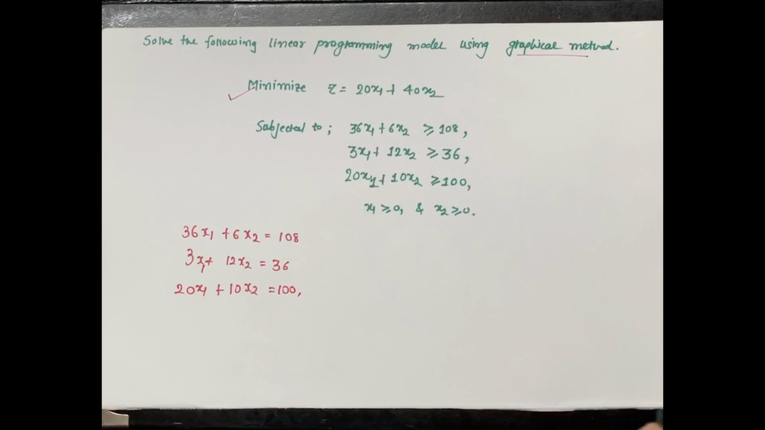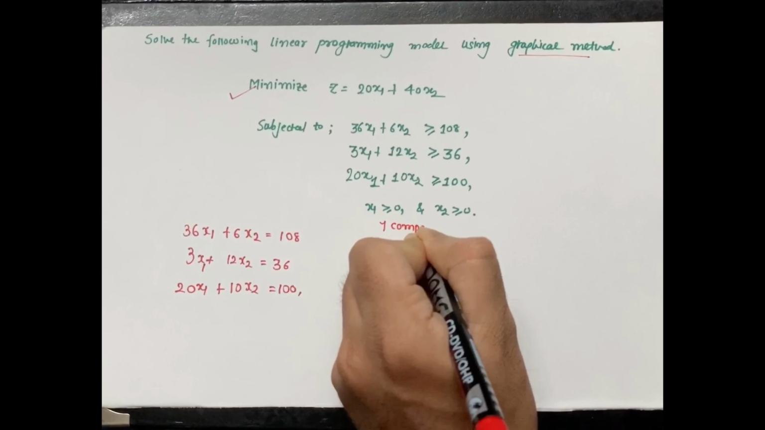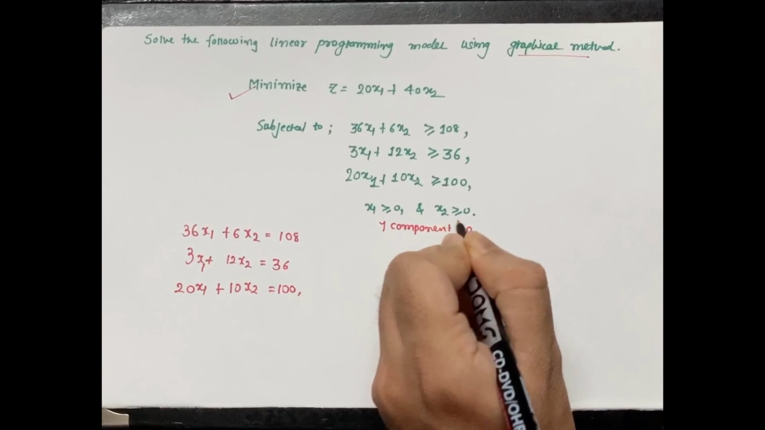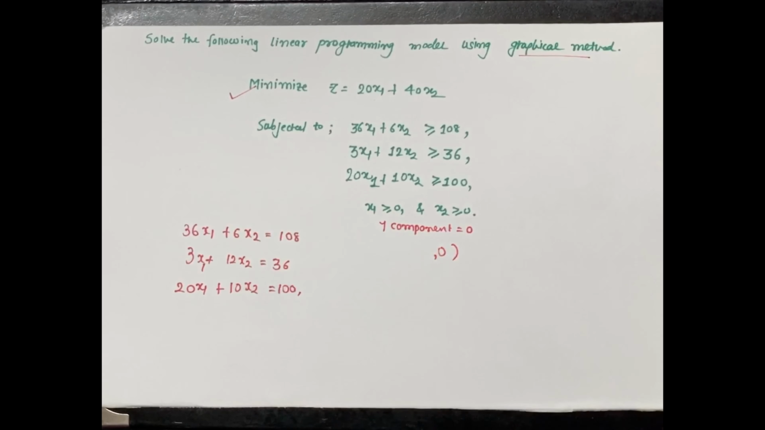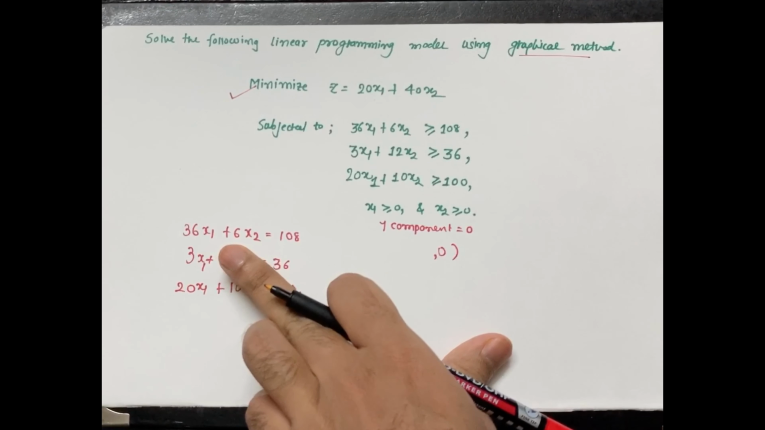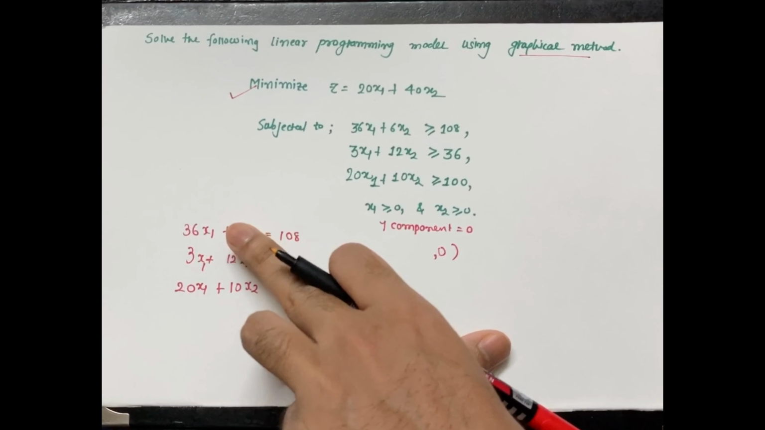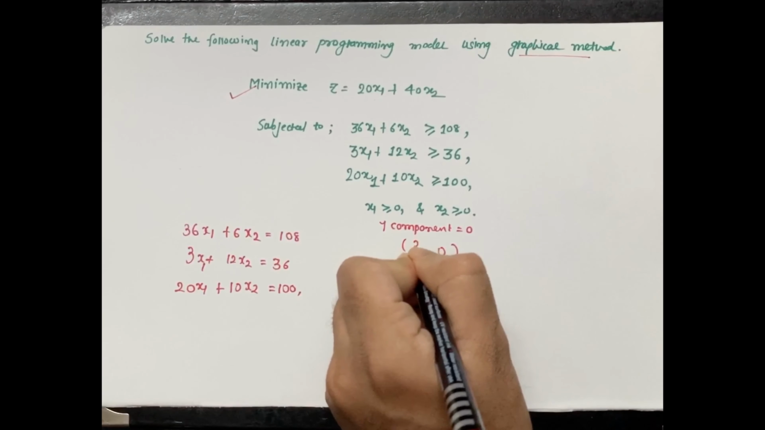Now I require to compute the intersection of these lines with the x-axis and y-axis. To compute the intercept of these lines with the x-axis, I require to take the y component as 0. If I am taking x2 as 0, that is the y component, it gives me 36x1 = 108. So 108 divided by 36 gives me 3.